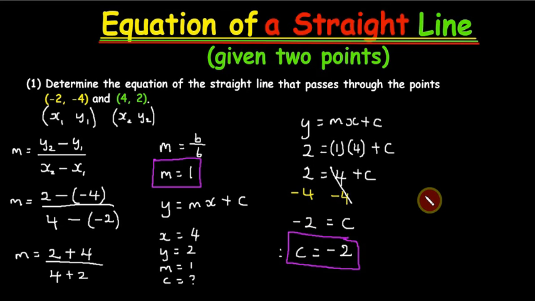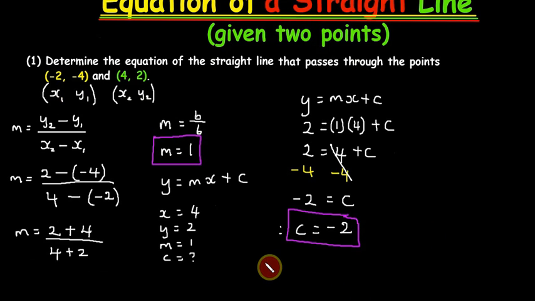So how do we write our equation of the straight line that passes through the points negative 2, 4, and 4, 2? Very easy. The equation of that line is how we write it. Y equal, we're writing it in this format, where the gradient and the y-intercept will be shown. So that is why we call it the slope-intercept form.